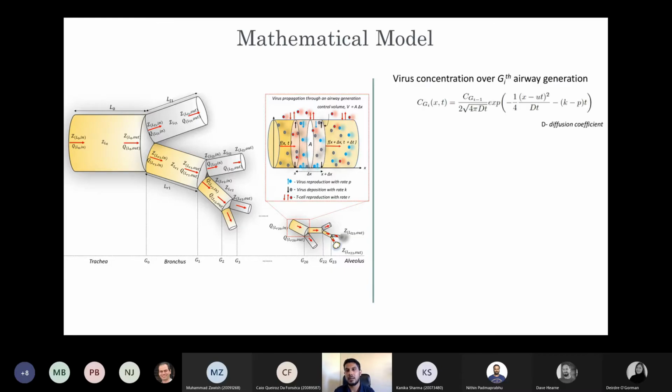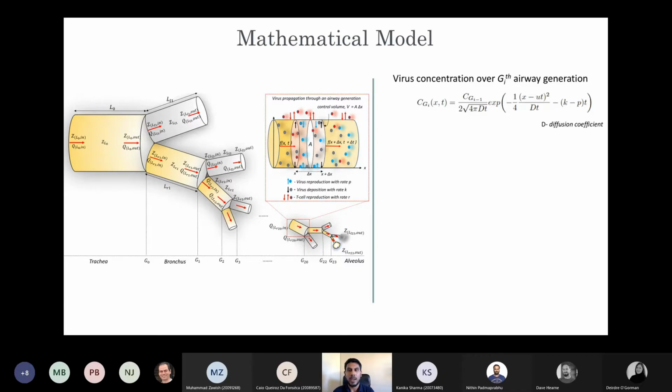So this is the expression that we derived. The virus distribution in an airway generation depends on the amount of virus coming from the previous airway generation, C_{G,i-1}, and also the diffusion of virus particles, and most importantly, the velocity u, and also the virus deposition rate on an airway generation, and P is the virus reproduction rate.